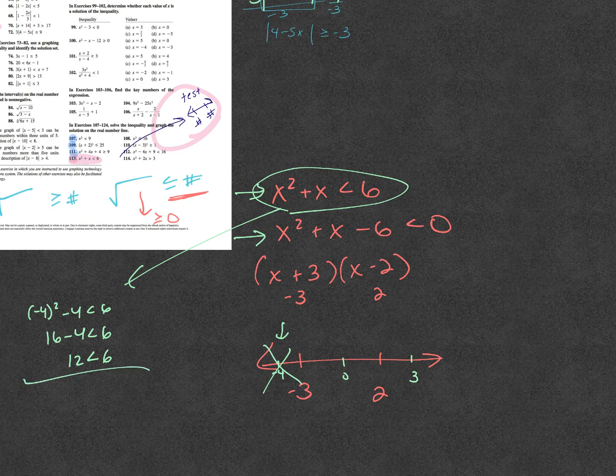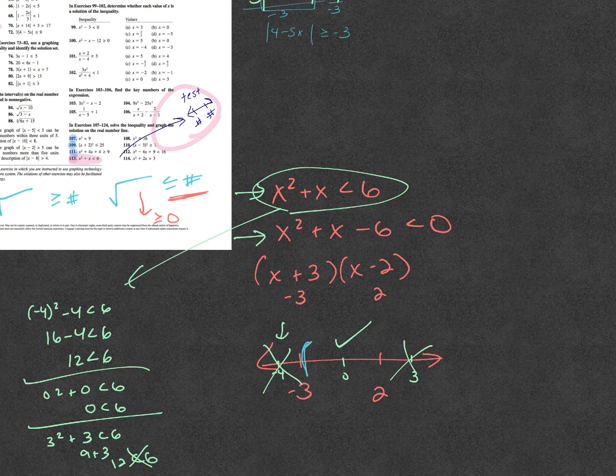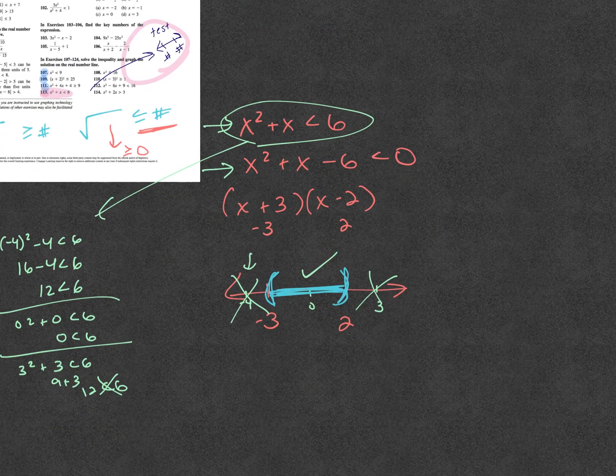Plug in 0. 0 squared plus 0 is less than 6. 0 is less than 6. And then I would plug in 3 just to make sure, but it should alternate. 9 plus 3 is 12. That is not less than 6. So then my solution set comes from in between these two. It would be -3 is less than x, which is less than 2, and then the graph would be that. Parentheses on -3 and 2 shaded in between.